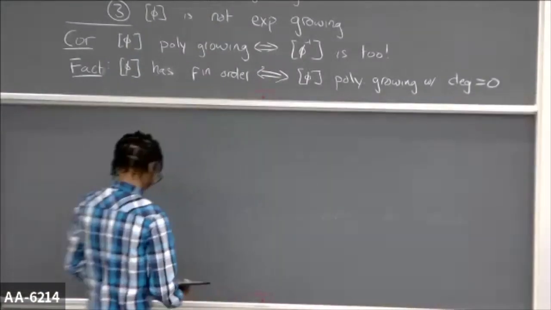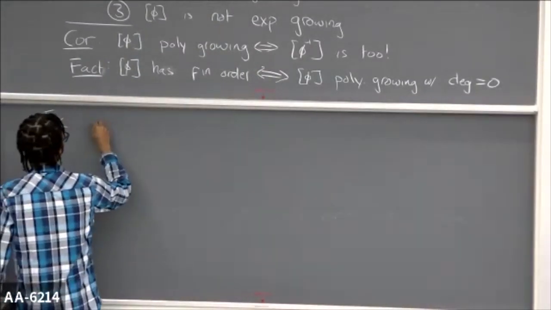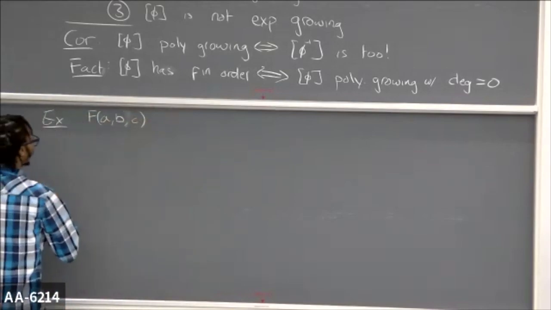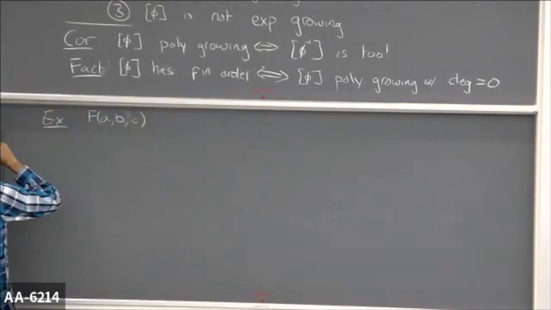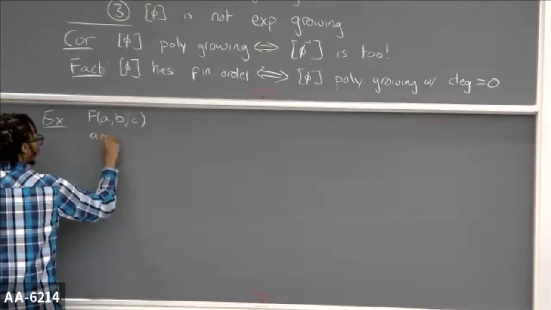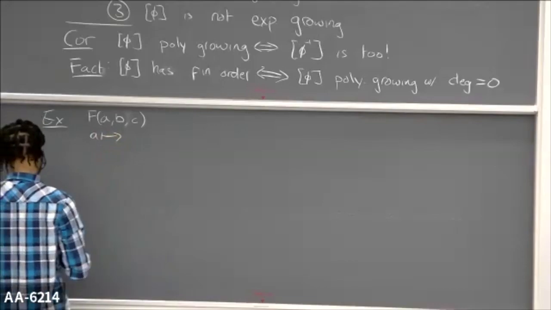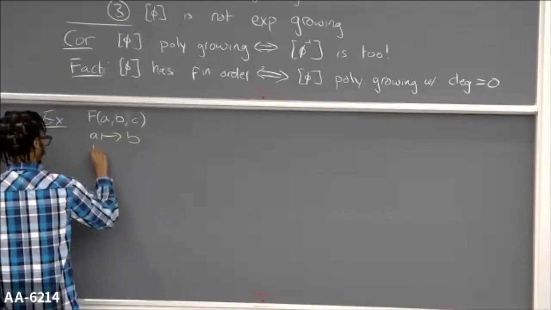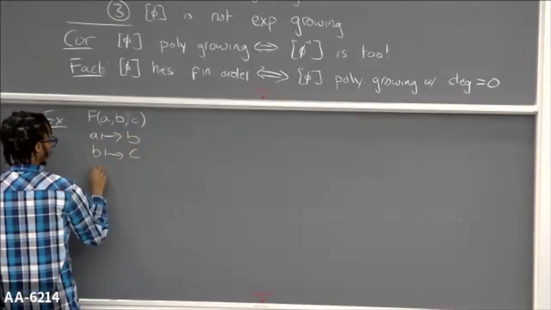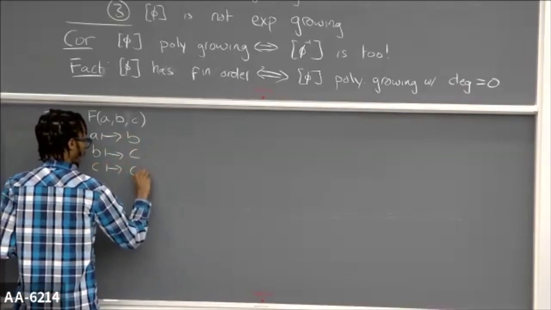So some examples. I'm going to give you an example of a relative train track. The automorphism I'm interested in is A goes to B, B goes to C, and C goes to C A B inverse.